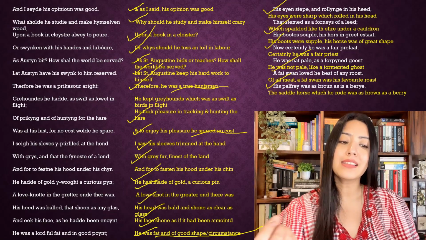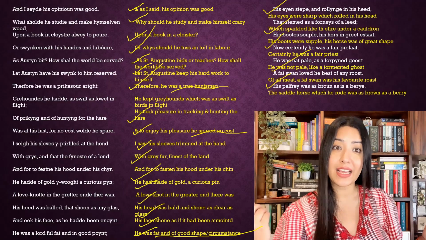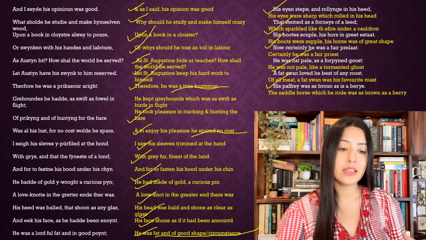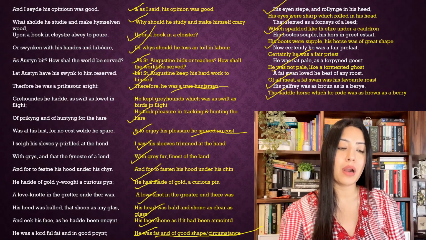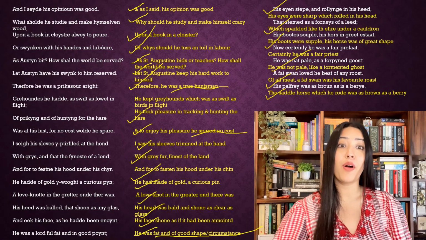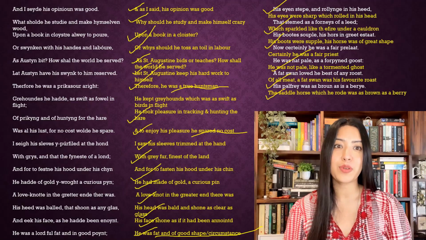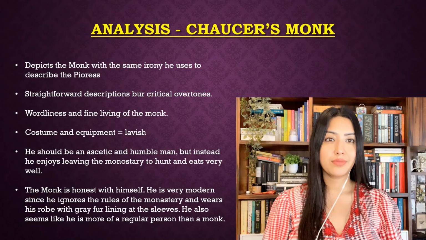All meat, fat swan was his favorite roast. So he had expensive taste. And the saddle horse which he rode was brown as a berry. So this is the monk. This is Chaucer's monk. Now we're going to move on to the analysis.